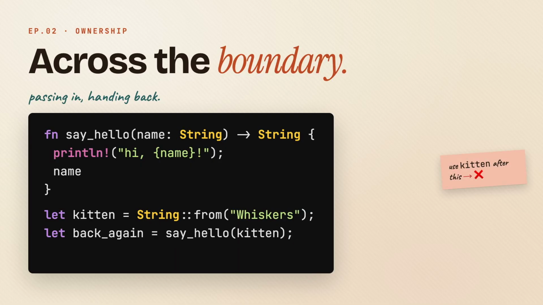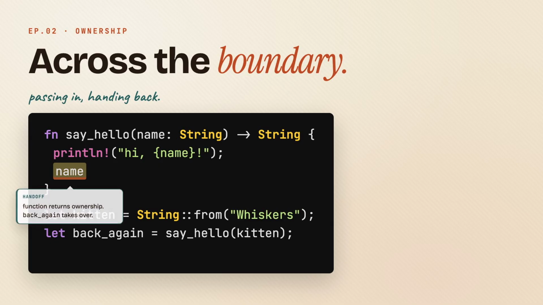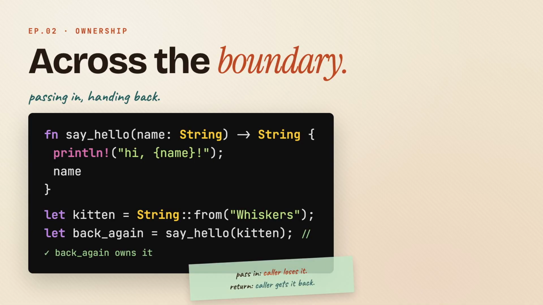Try to use the kitten again. Well, you'll get compile errors. Same rule as before. But the function returns the string and the ownership transfers back into the back again, which is the new owner. A function can move ownership in and can move it back out. And that's it.